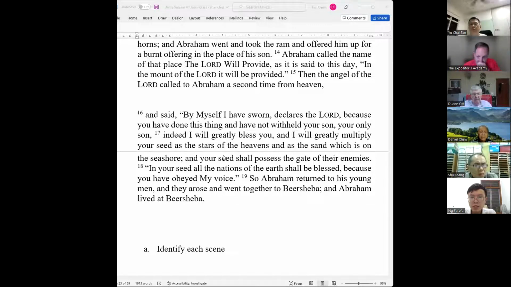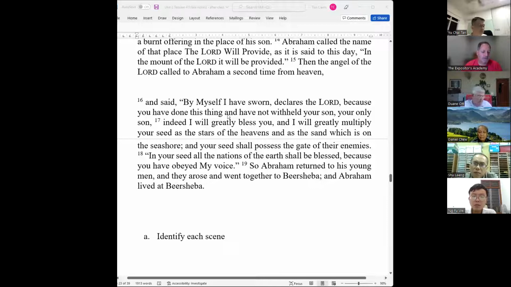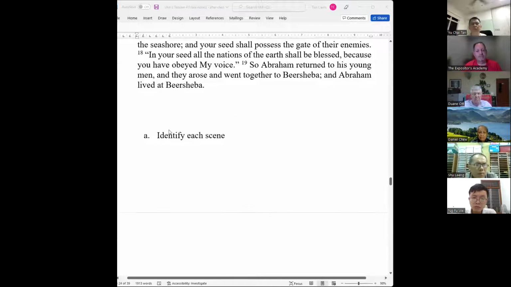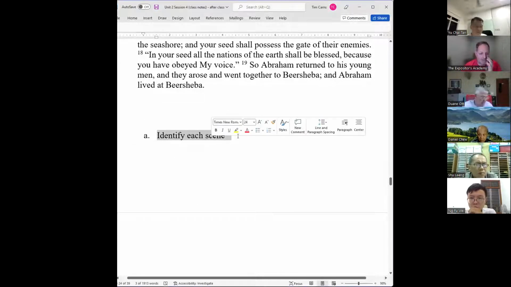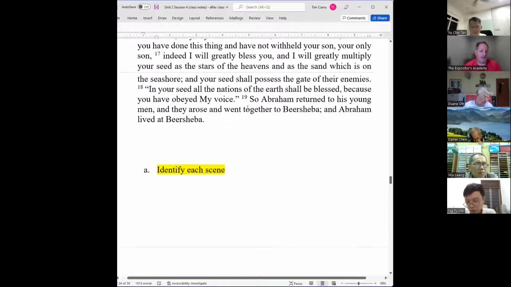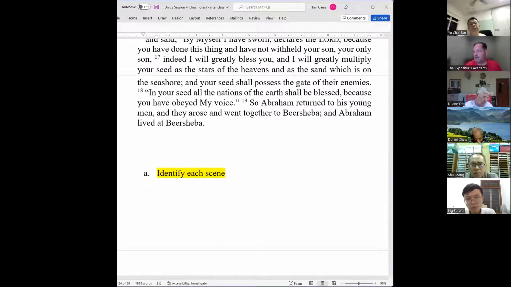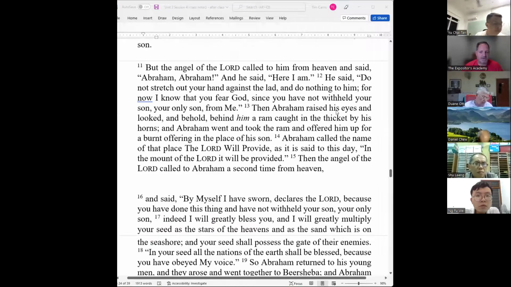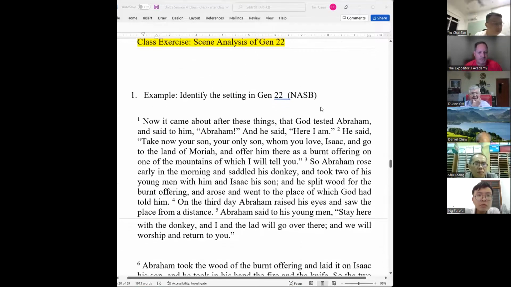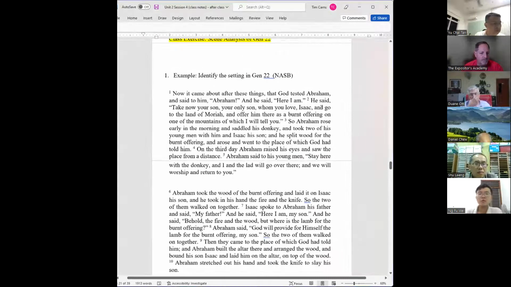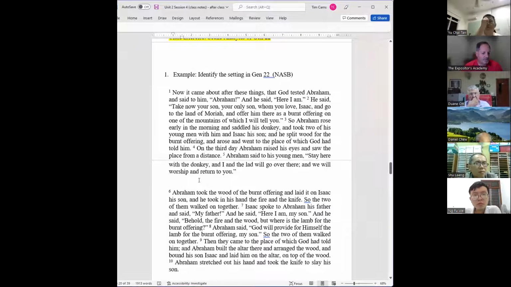All right, so the first thing we want to do is try to identify each scene within this particular story. To do that, we are just looking for a change in setting. As we go back and look at this story, I can't make it too small or we won't be able to see everything here.